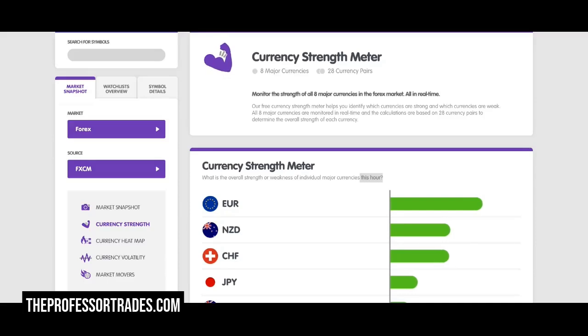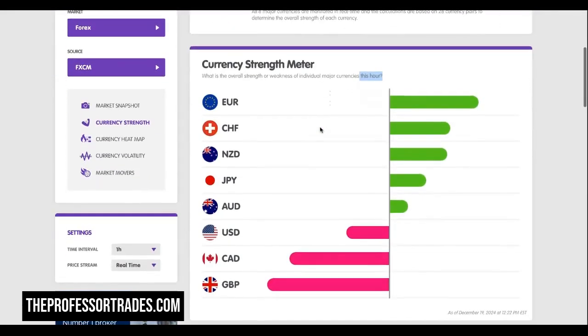Put the number 1 in the chat. You can see the currency strength meter on this one, purple arm. Okay, cool. It might be the system's glitching here.